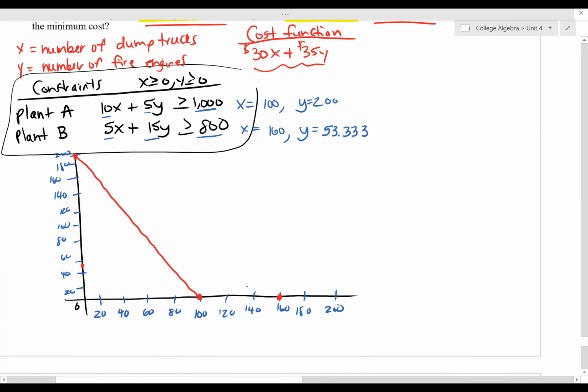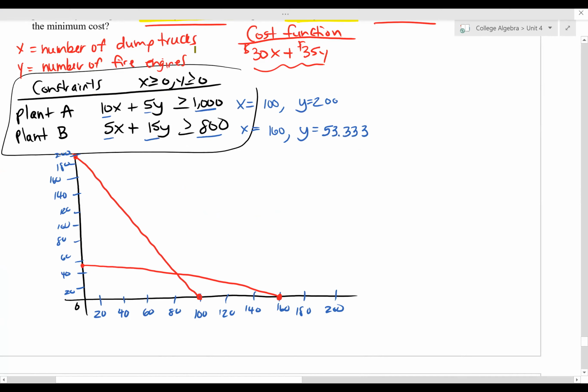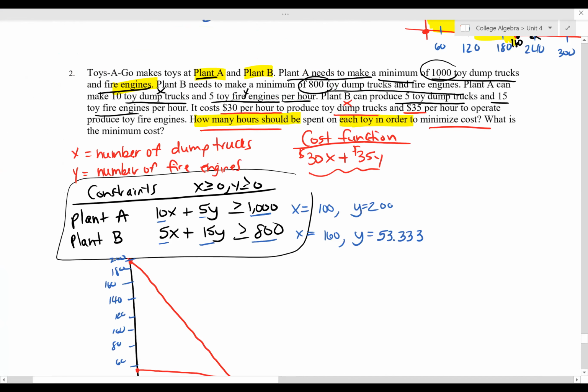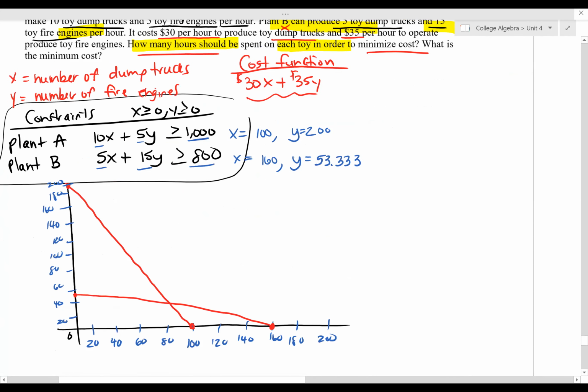So connecting those. Now in this, this is just bothering me because that one intercept doesn't match what I got there. I just want to double check, make sure that my numbers were right for plant B again. So plant B has 5 and 15, and plant B was 800. Yep.